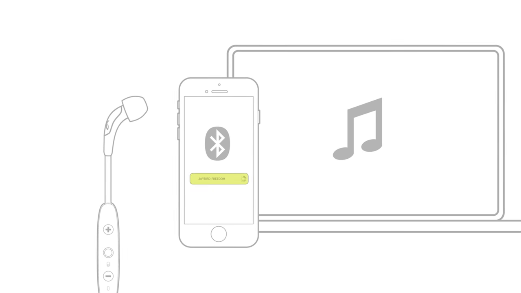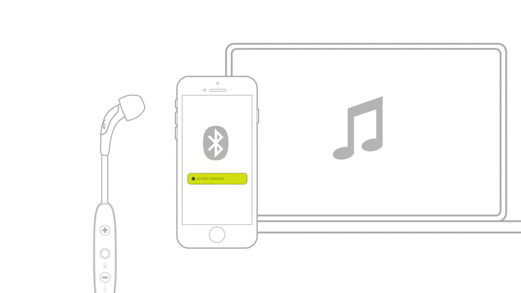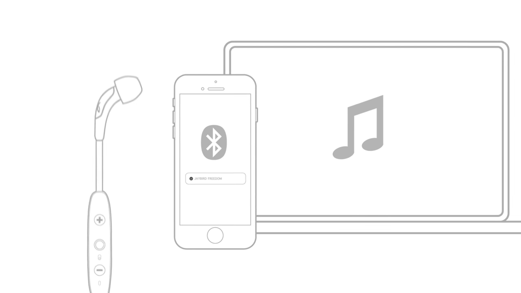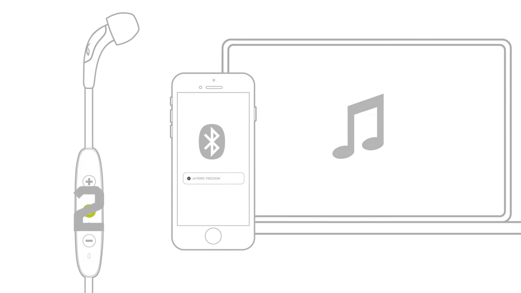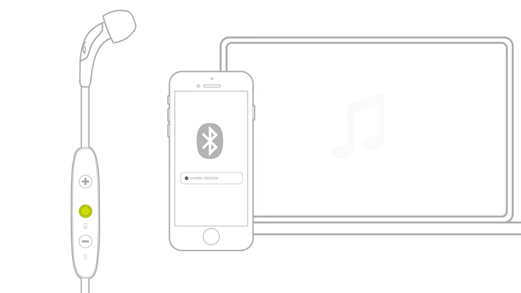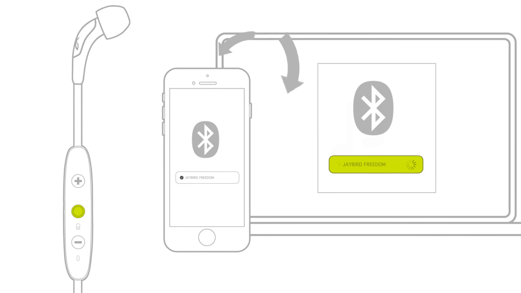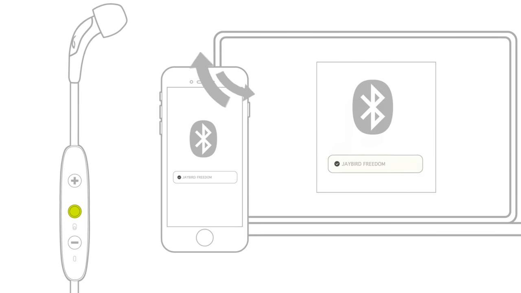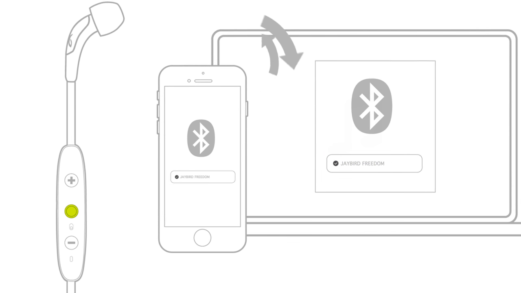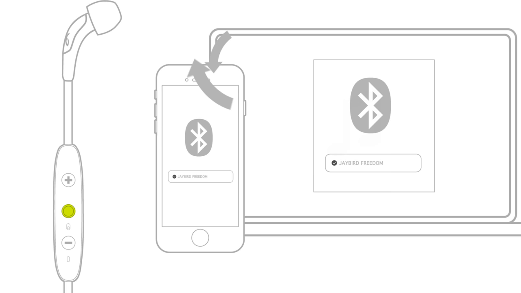To use the multi-point feature, pair your buds to the first device, as previously shown. Then put your buds back in pairing mode by holding down the middle button for 4 seconds. Be sure Bluetooth is enabled on your second device and select Jaybird Freedom. Your buds are now paired and connected to both devices, providing multiple listening options.